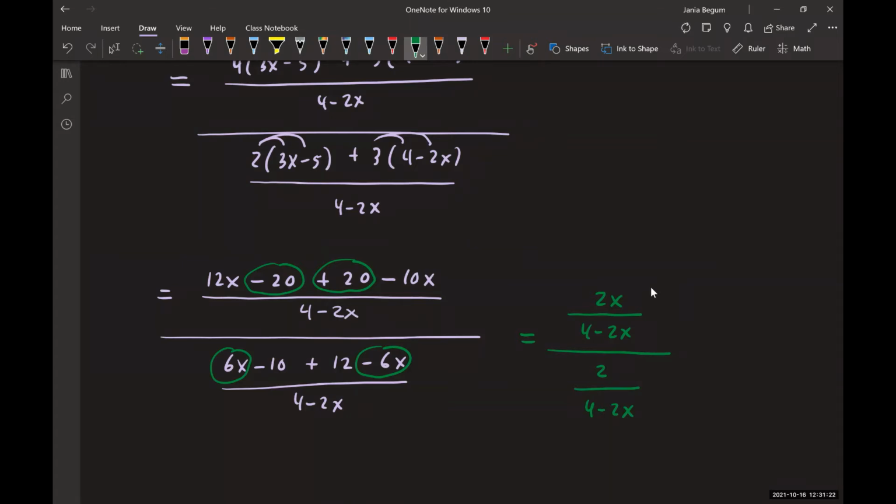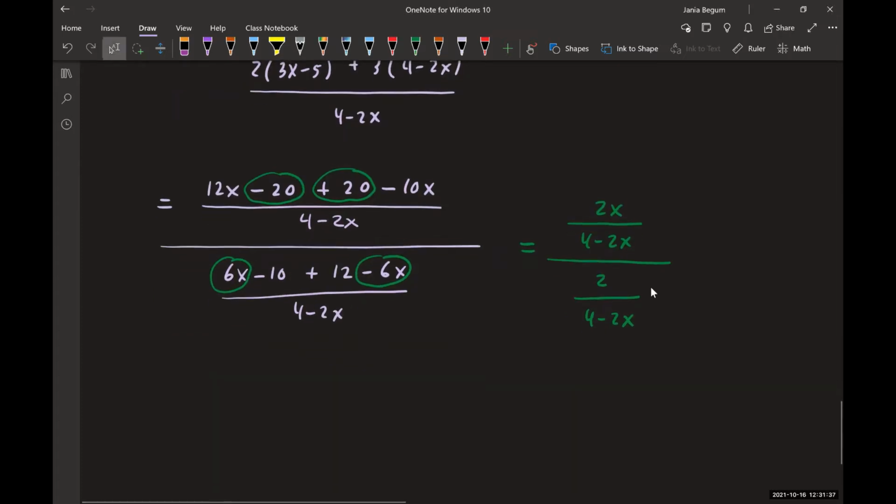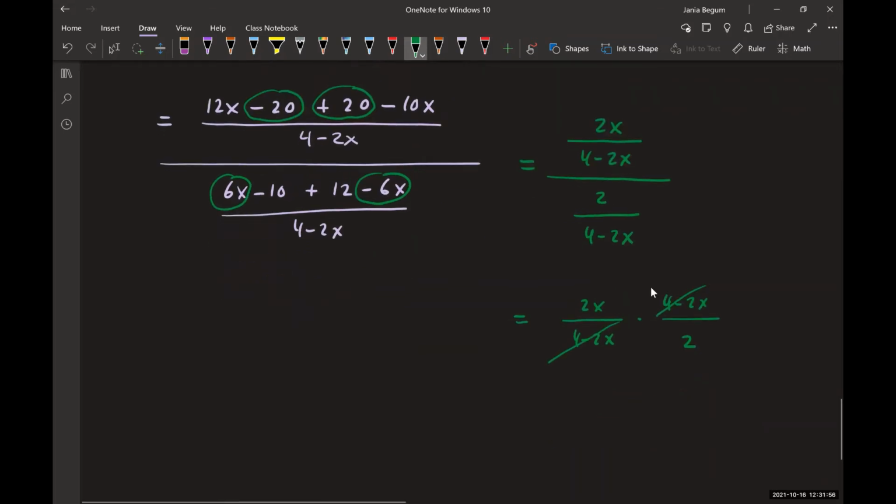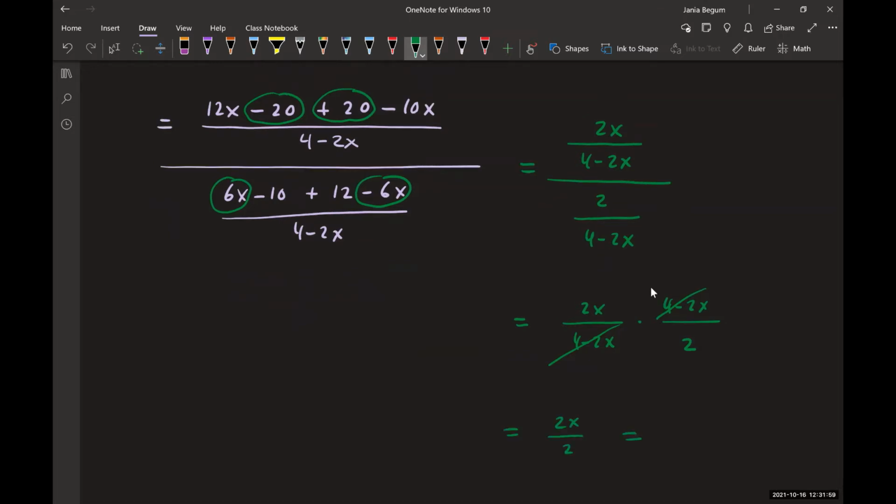Now, do you guys know how to simplify this? Do you remember keep, change, flip? Yeah, I remember that. So that's what you're going to do here. This will give you 2x over 4 minus 2x, and the division we change to multiplication and reciprocate. So that's 4 minus 2x over 2. And finally, these will cancel out. So we're left with 2x over 2, and that is x. Cool, right? Whew, that was a long problem.